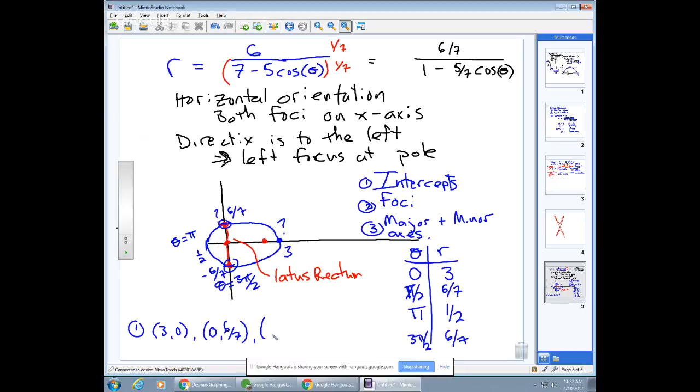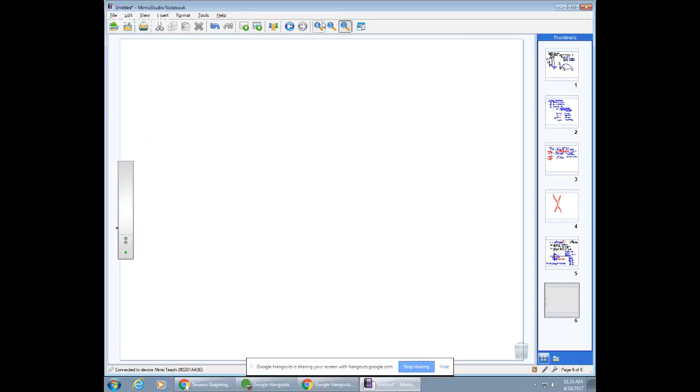Next one over here would be x was 1/2, y was 0. And then where are we down here? We're going to be at 0, -6/7 for y. So I've got the intercepts. Jumping for a minute over to part 3, often there's a difference between a major axis and a semi-major axis. Okay, so I'm just going to jump to a new page to talk about that a little bit.